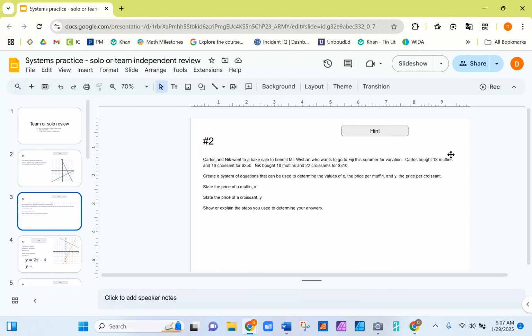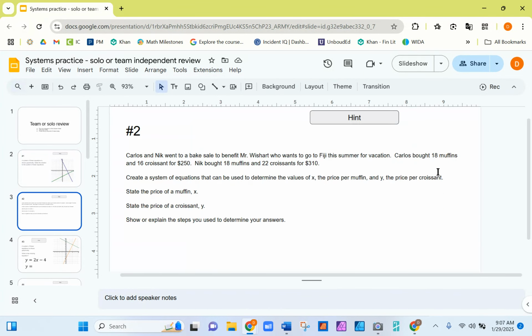Slide number 2. Let's see, Carlos and Nick went to a bake sale to benefit Mr. Wishart, who wants to go to Fiji for a vacation. Carlos bought 18 muffins and 16 croissants for $2.50. Nick bought 18 muffins and 22 croissants for $3.10. Create a system of equations that can be used to determine the values of x, the price per muffin, and y, the price per croissant. State the price of a muffin, state the price of a croissant, and show or explain the steps.